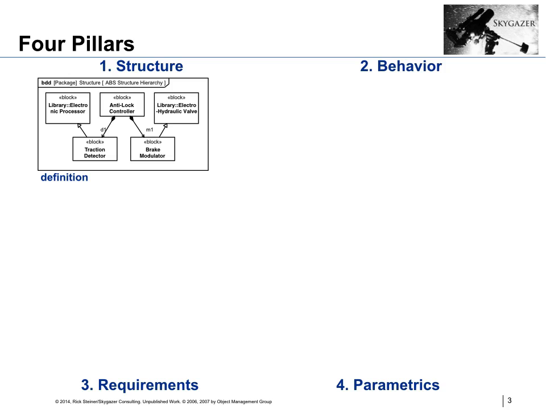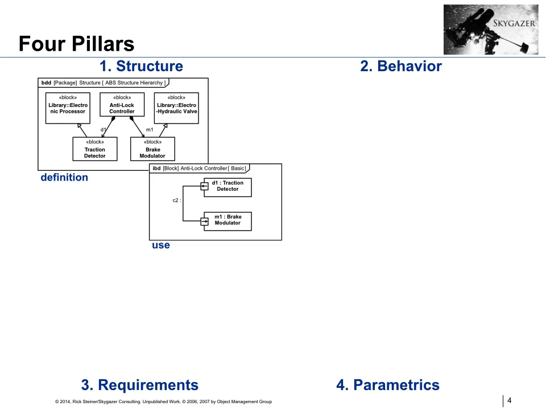kind of design. Now, recognize that I've told you about what an analog controller is composed of. I've not told you about how the parts of the analog controller are connected together. For that, we need a different kind of diagram. We need a diagram of usage. Now, in a structural sense, the diagram of usage is called an internal block diagram.